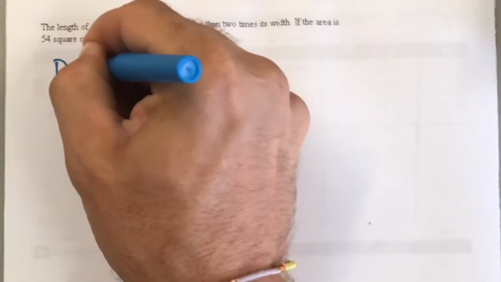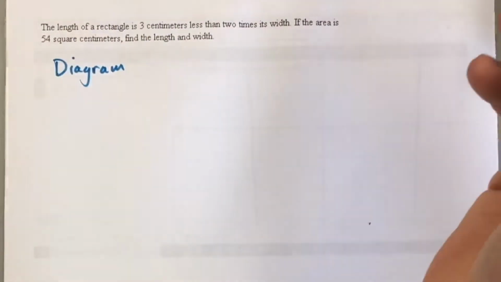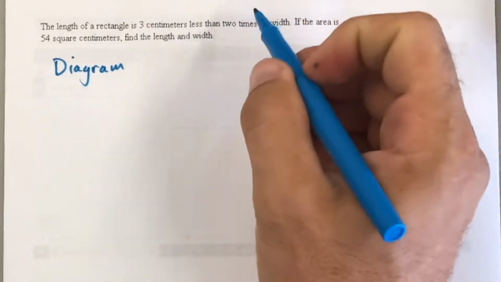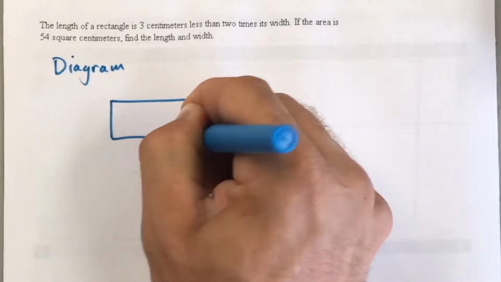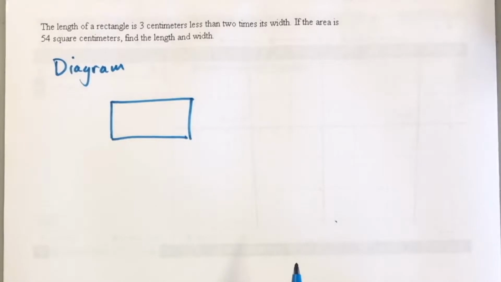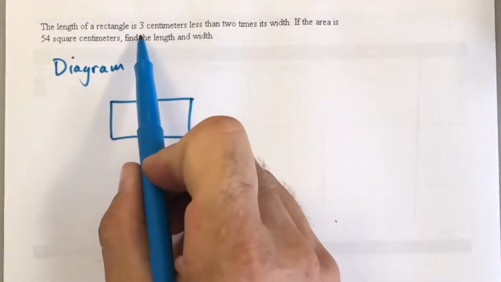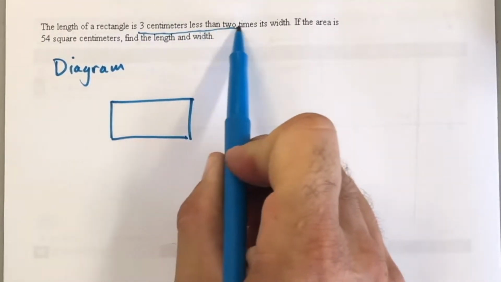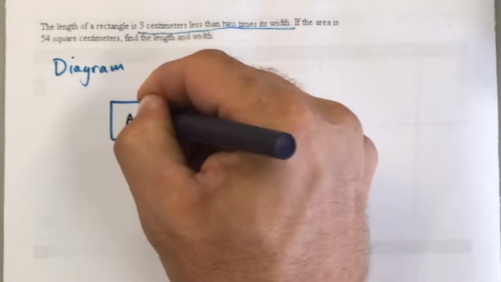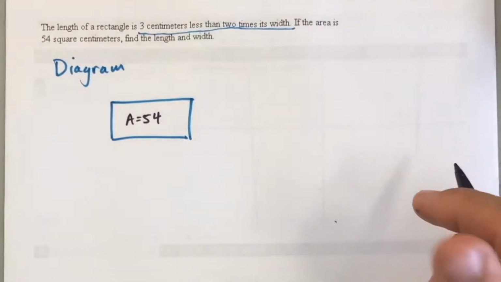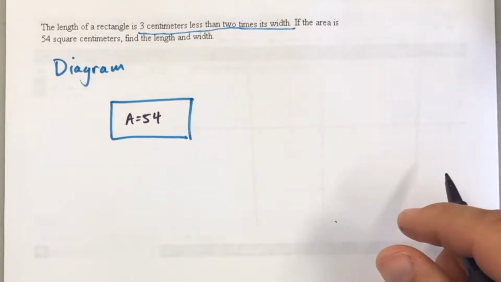Now, anytime we're working with this, especially on the SAT, a diagram is very necessary. So first, right away, I want to create a rectangle here. And I want to read what it says, 3 centimeters less than 2 times its width. If the area, okay, so they're giving us an area of 54. If the area is 54, find the length and the width.